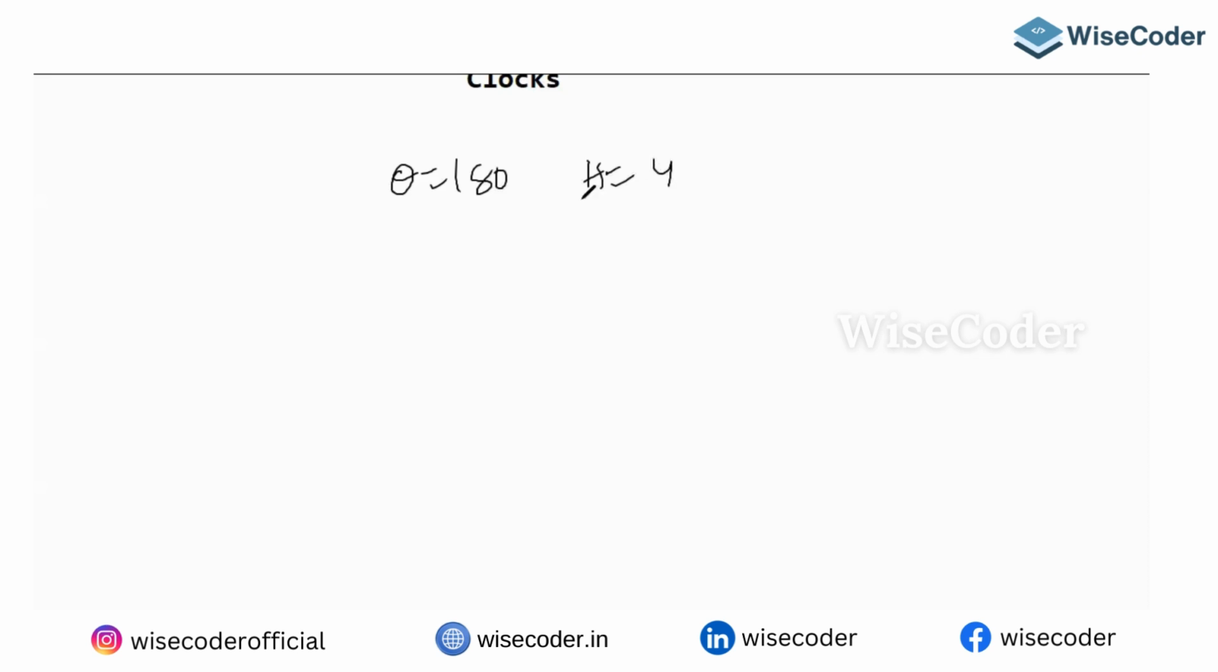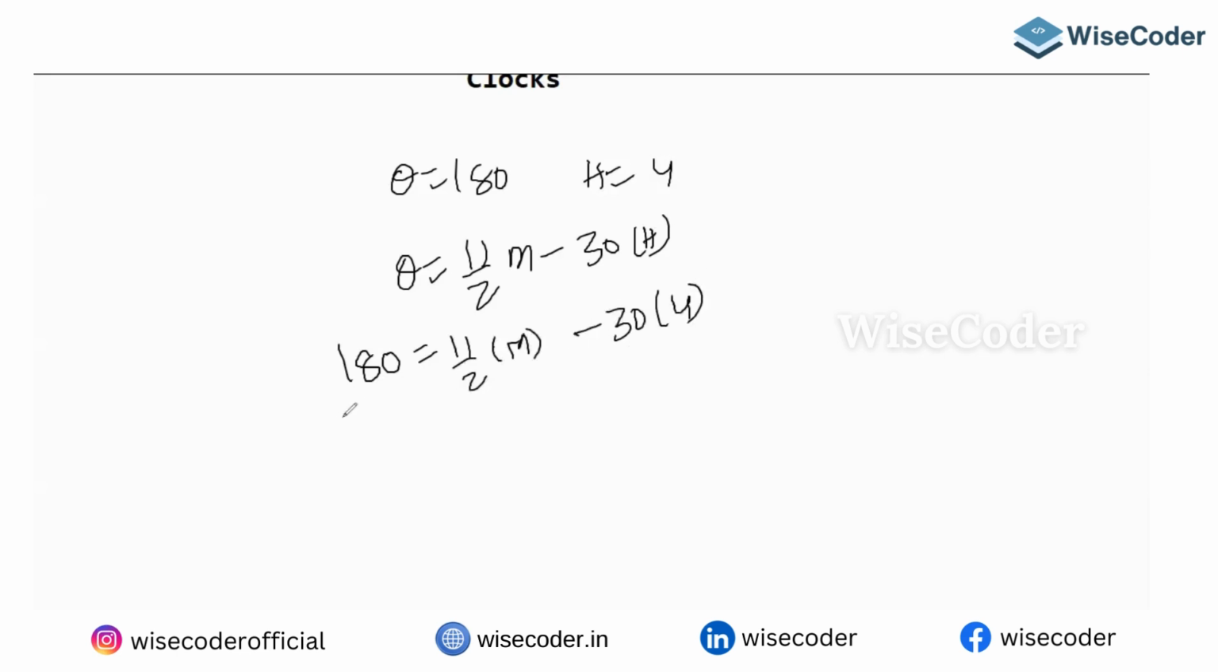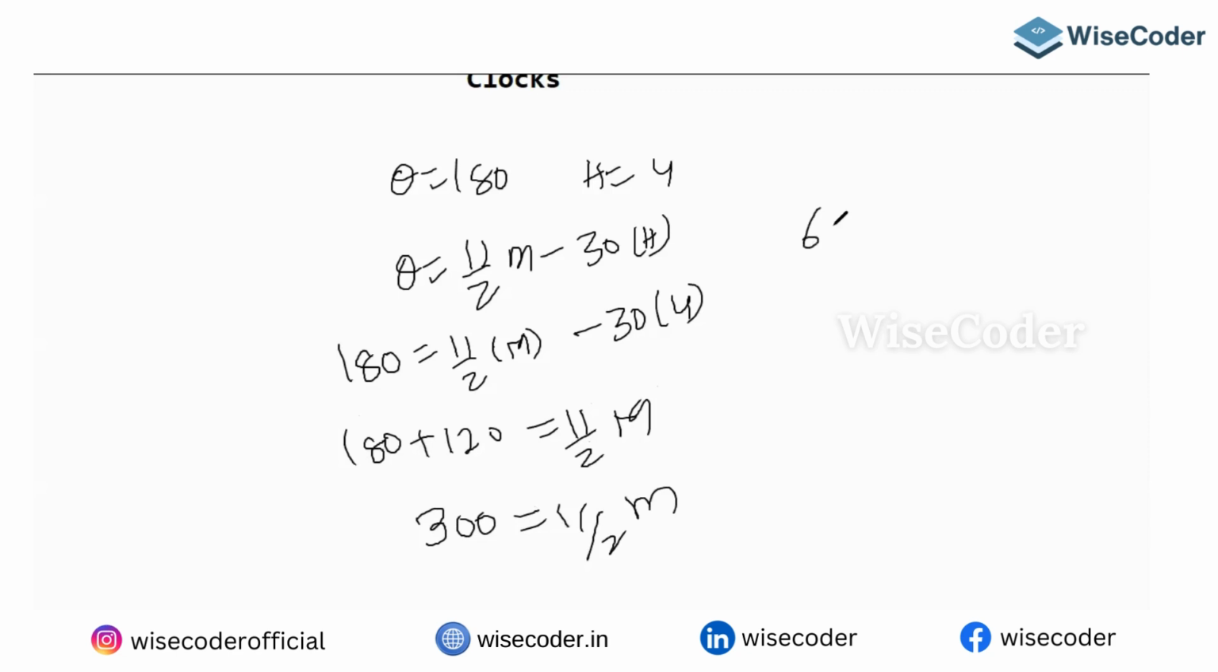So you have to take h is equal to 4. So theta is equal to 11 by 2m minus 30h. Theta is 180. So 11 by 2m minus 30 into 4. So 180 plus 120, that is 300, which is equal to 11 by 2m. So 600 by 11 is equal to m.